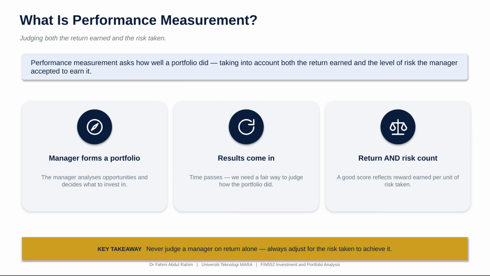Third, and this is the crucial part, both return and risk count, because a good score reflects the reward earned per unit of risk taken, not just the raw reward. The takeaway is the golden rule of this entire chapter: never judge a manager on return alone, always adjust for the risk taken to achieve it. A manager who earned 15% by taking enormous risk may have done worse, properly measured, than one who earned 10% safely. Now, what exactly do we require of a good manager?